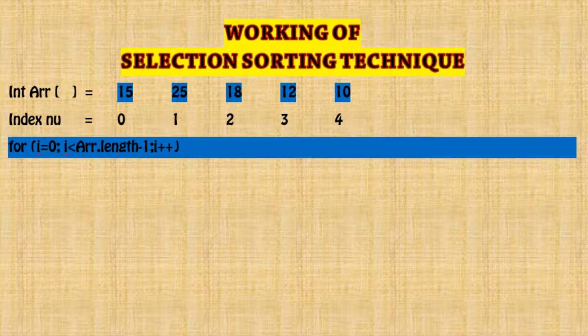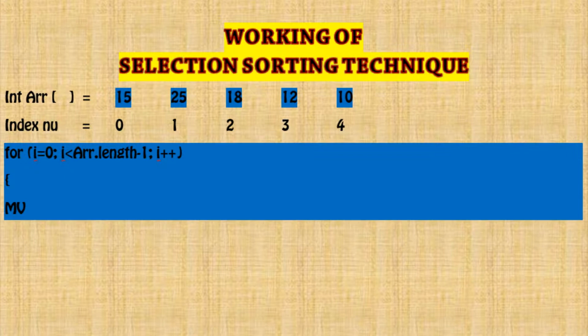I already told you swapping will be in the outer loop and the searching will be in the inner loop. For the outer loop we need n minus 1 iterations, which we will write as i equal to 0, i lesser than array dot length minus 1. Now to search for the least value in the array, we will consider the first one as the least one and then we will compare it with the rest of the elements.